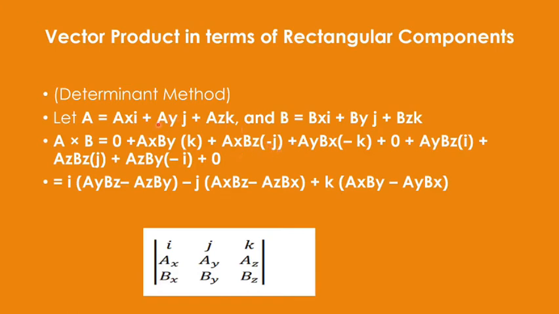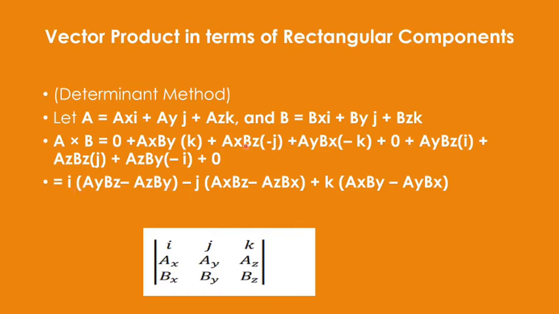Similarly, now if you take the second component of the A vector, that is ay j cap, with i, j with i is minus k, j with j is 0, j with k is i cap. Similarly, if you take az k cap with bx i cap, k cross i will be equal to j. Similarly, k cross j will be equal to minus i, but k cross k will be equal to 0.